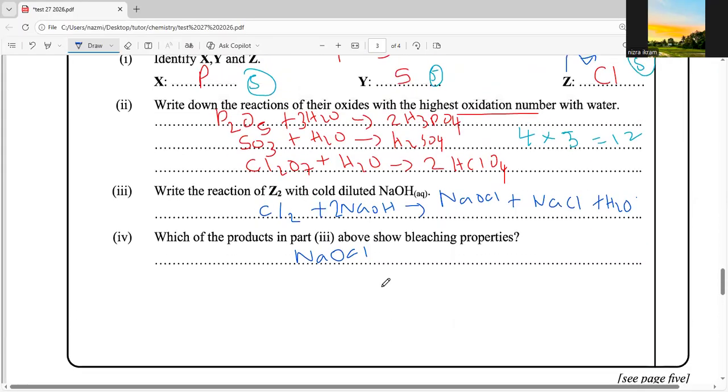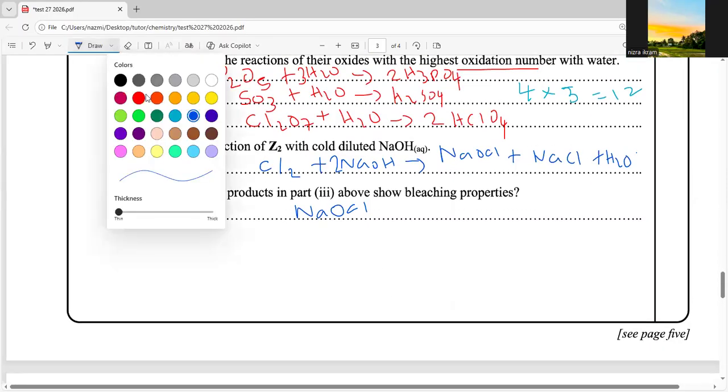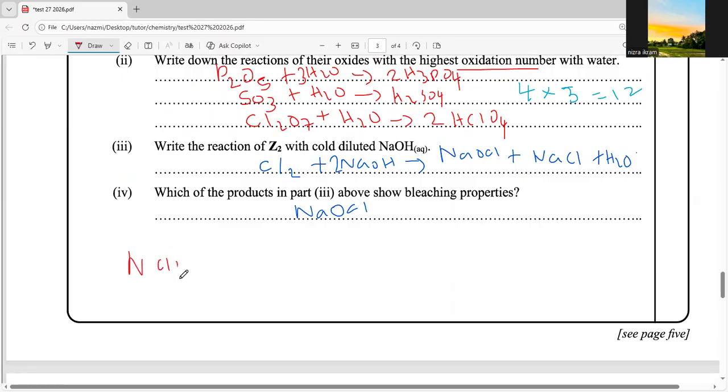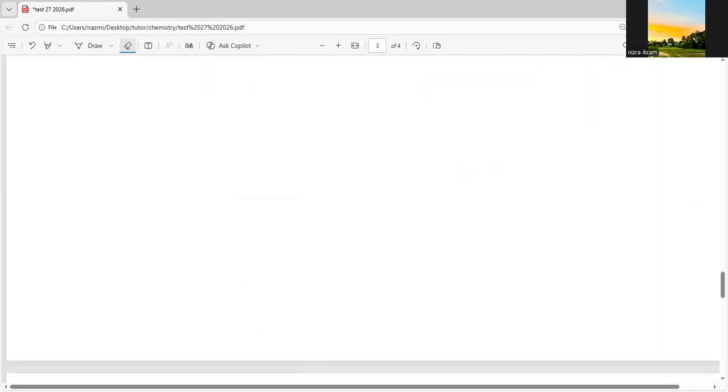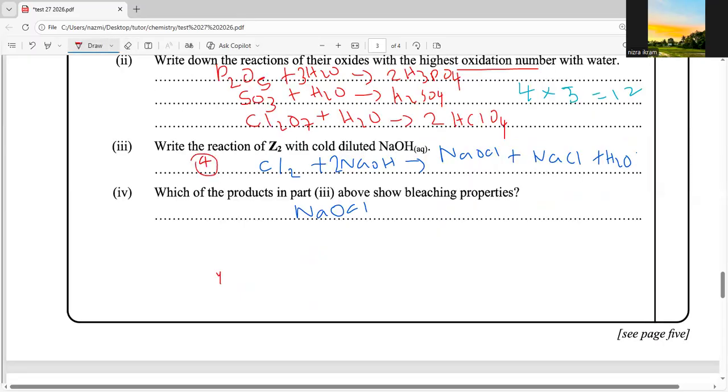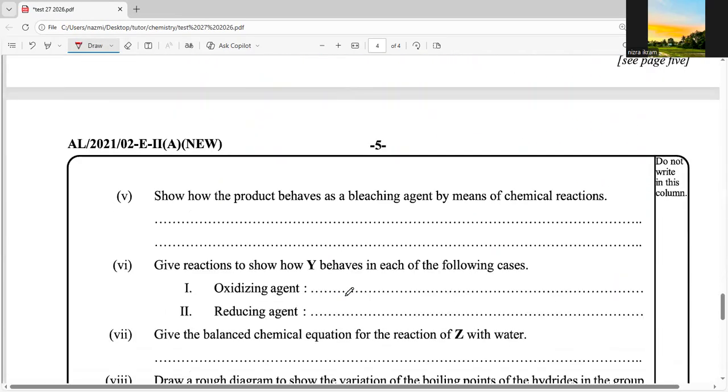Next. But you have to remember the disinfectant. You remember when NCl3 reacted with water forms HOCl, which is used as a disinfectant. That you have to remember. That's not a bleaching property, that's a disinfectant. But here NaOCl has bleaching property. So the marks for this, 4 marks for this reaction. For the bleaching property identification, 3. So put the marks and go.